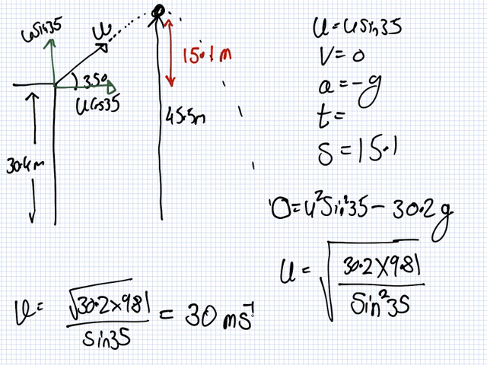But you knew that, didn't you? Yeah. So U is U sine 35, V we don't know, A is minus g, T we don't know, it's what we want, and S is minus 30.4. You will get a quadratic, and you shall take the positive answer for T. Go ahead.